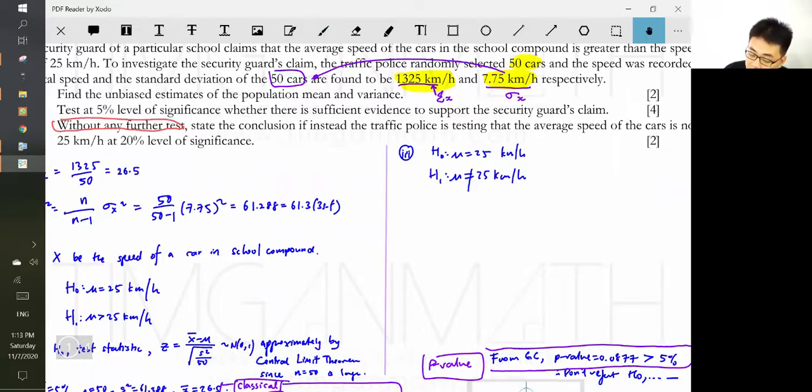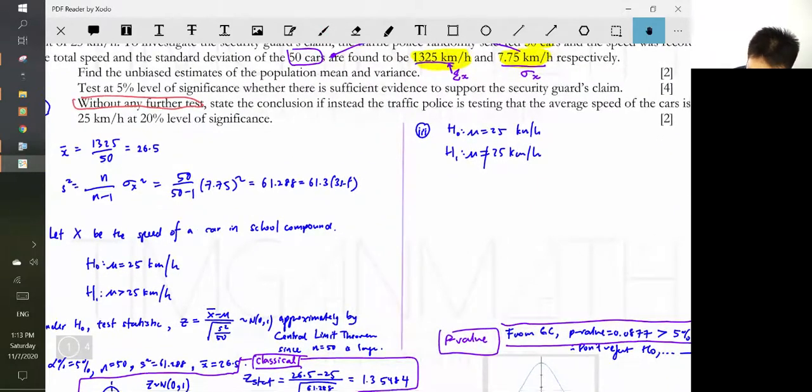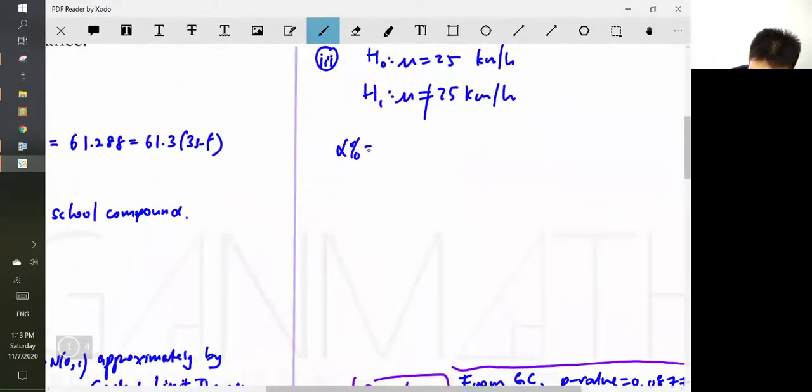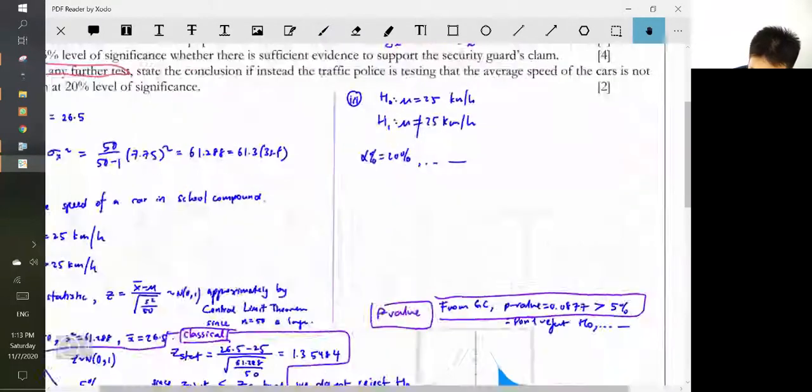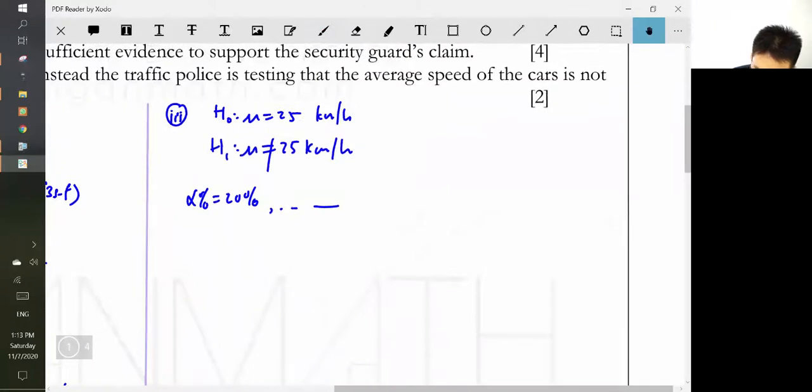Without any further test, take the conclusion. If instead they test at alpha percentage, 20%. Okay. Now everything remains the same. So when you're doing this, method 1, the easier one, will be the p-value method. Okay, this one just take note.